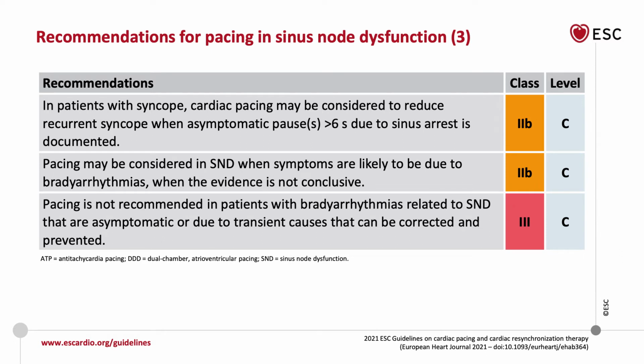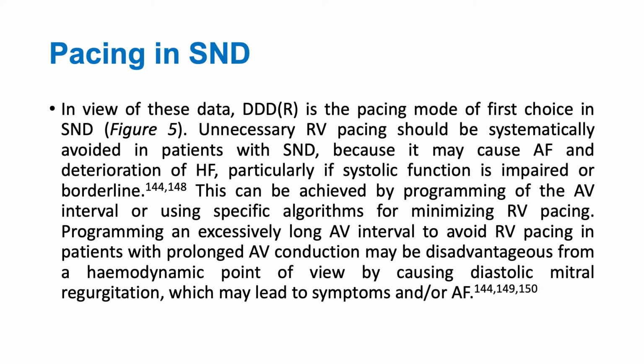Recommendation 2B and 3. In patients with syncope, cardiac pacing may be considered to reduce recurrent syncope when asymptomatic pauses of more than 6 seconds due to sinus arrest are documented. This is a 2B class. Pacing may be considered in sinus node dysfunction when symptoms are likely to be due to bradyarrhythmias when the evidence is not conclusive. For class 3, pacing in sinus node dysfunction is not required.